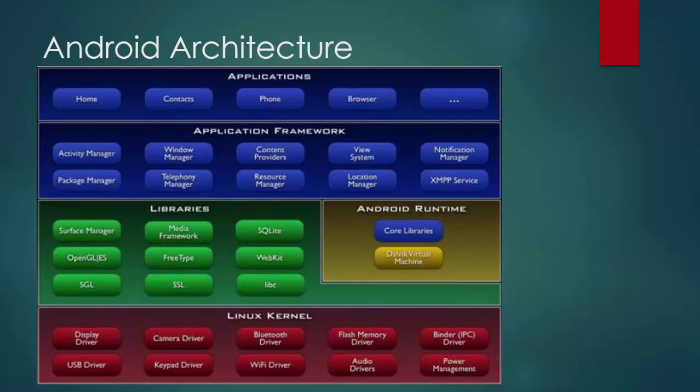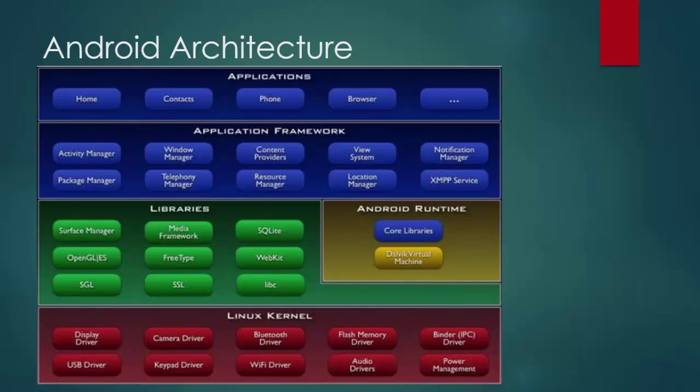So on top of that, there is an application framework which consists of an activity manager which manages all the activities of your app. It helps in managing changing from one activity to the other. There's a package manager which keeps track of all the apps that are installed on a system. There is a telephony manager which takes care of all the contacts and all the information related to making calls. There's a resource manager which keeps track of all the resources in your phones.